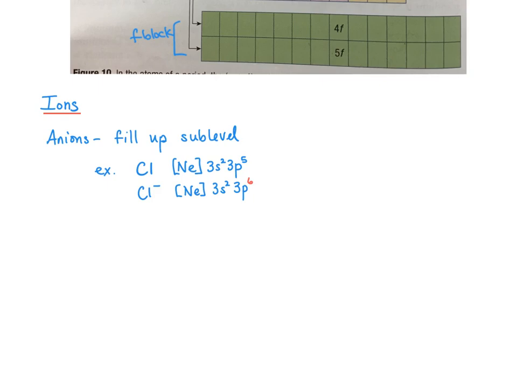Now, should we be writing all of this like that? Well, no, we've actually got 18 electrons now, isoelectronic with argon, same number of electrons as argon, and so we replace all of that with the square brackets and argon. So the shorthand electron configuration of the chloride ion is argon in square brackets.